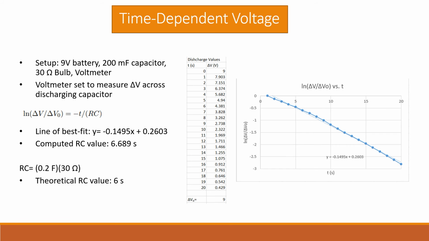The natural log of the potential difference at a point of time divided by the initial voltage was calculated and plotted versus time, shown on the right. The line of best fit generated from this plot reflects the equation shown, where the slope of negative 0.1494 equals negative 1 over RC, leading us to obtain a computed RC value of 6.689 seconds. The theoretical one was calculated from Ohm's law in the equation shown and was obtained to be 6 seconds.